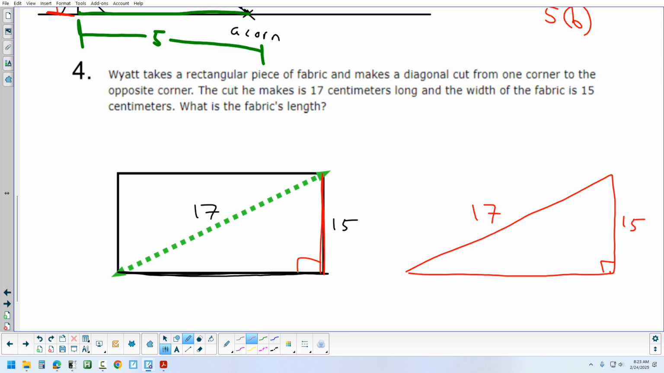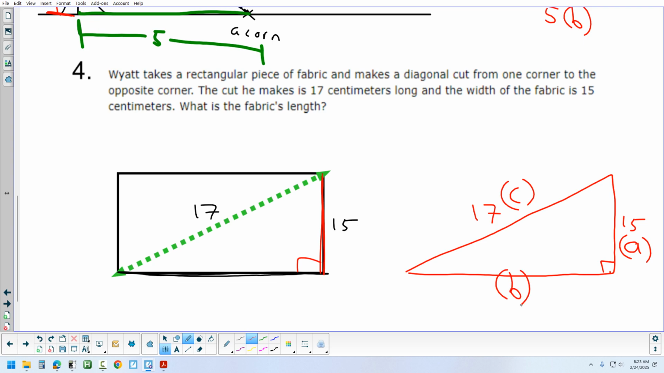Yep. 17 is C. Okay, so the diagonal is going to be C. Okay, so that's C. How about the 15? That's going to be... What should the 15 be labeled as? A. Yep, we can label that as A. And the only letter we haven't used is B.